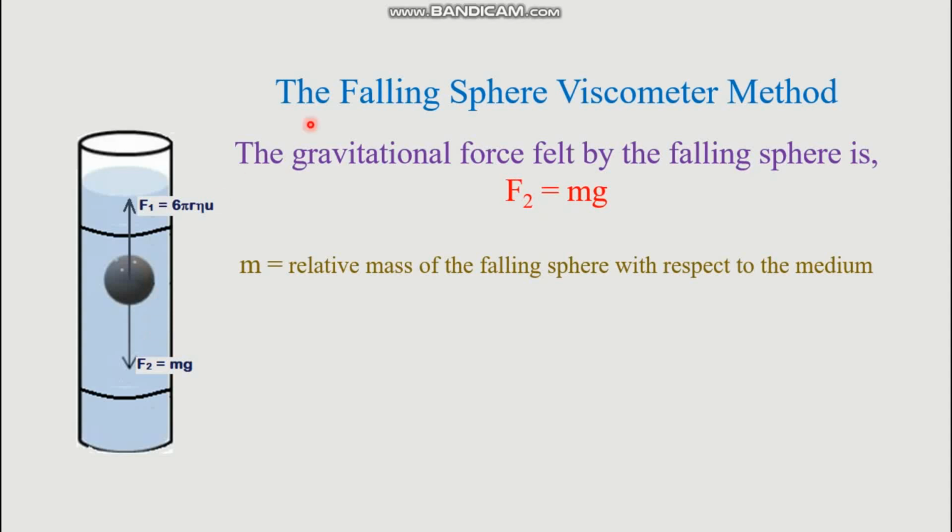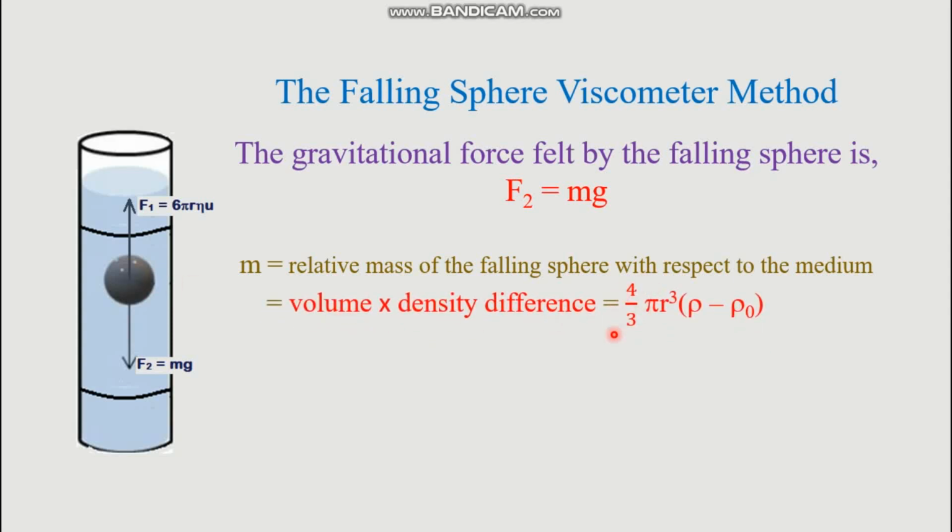Now what about the value of m? Now this m is not the actual mass of that ball. It is the relative mass of the falling sphere or the ball. How would you calculate it? Simply the difference of the masses of the two liquids at a particular volume. So how do you calculate that? Simply if you multiply the density difference with their volume, then you will get the relative mass. Look, this is the volume into density difference.